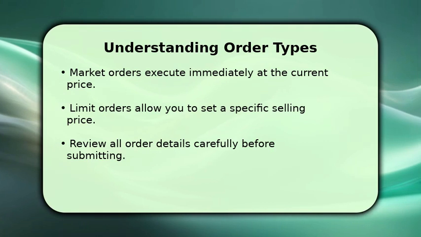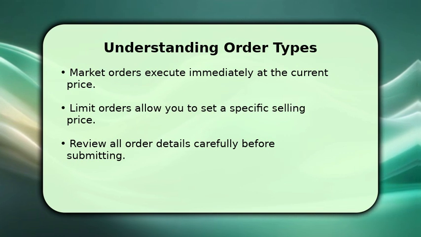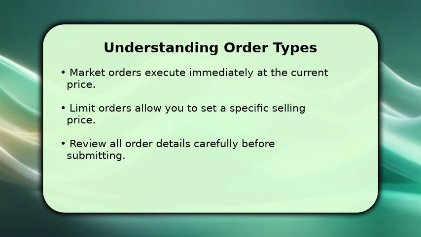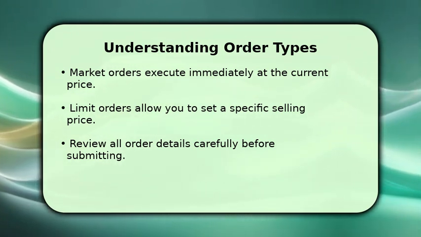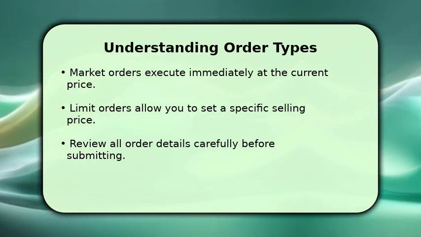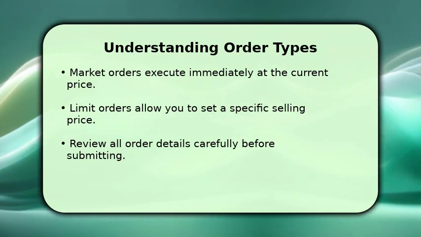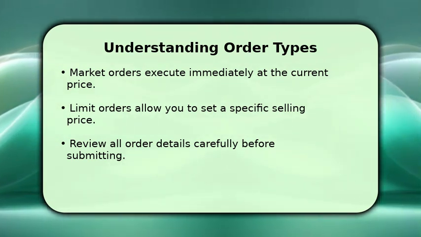Understanding order types is crucial for successful selling. A market order will execute immediately at the best available current price, offering speed. Alternatively, a limit order lets you specify a minimum price you're willing to accept, providing more control. Before proceeding, always take a moment to thoroughly review all the order details, including the investment, quantity, and chosen order type, to prevent any errors.